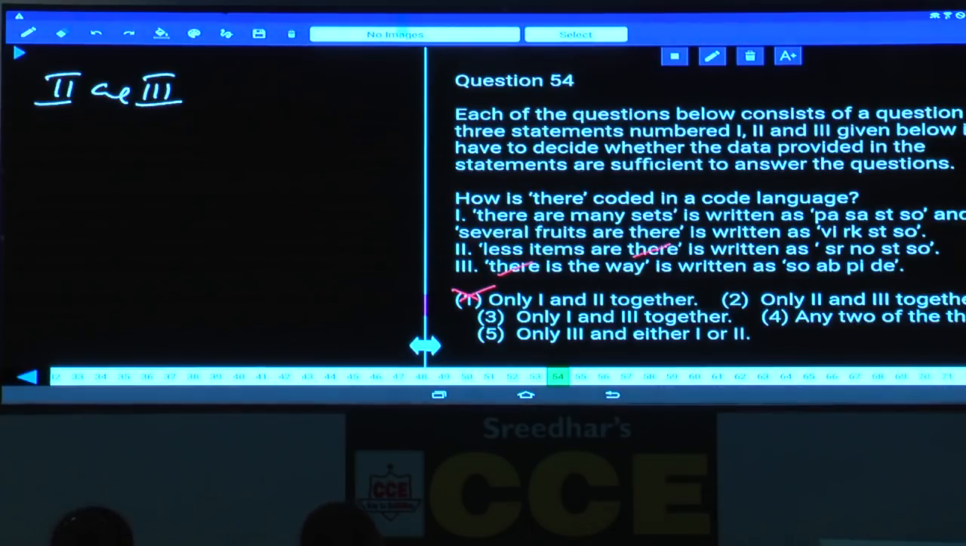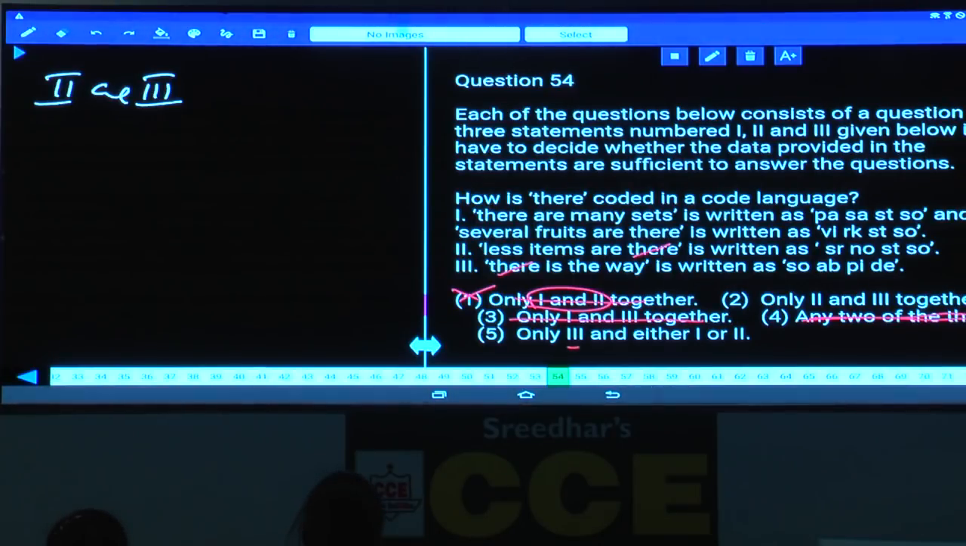Now we should check the choices wherein the combination of 2 and 3 is there. Only 1 and 3 cannot be your answer, because I am getting the answer with 2 and 3. Only 1 and 2 cannot be your answer either. Any 2 of the statements is also ruled out, because I am not getting the answer with 1 and 2. Any 2 statements means 1 and 2, 1 and 3, 2 and 3. That is also ruled out.